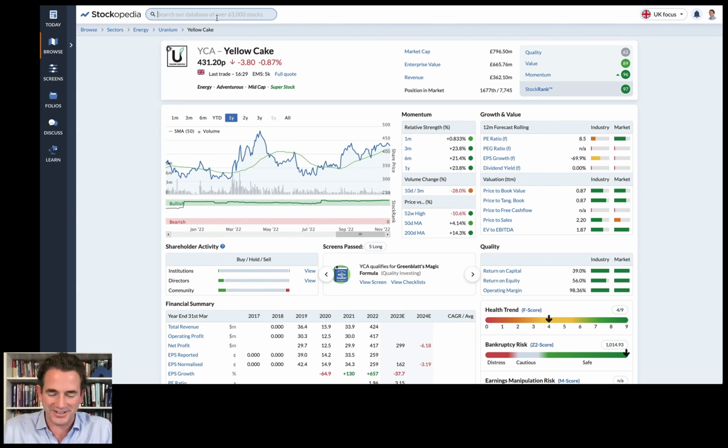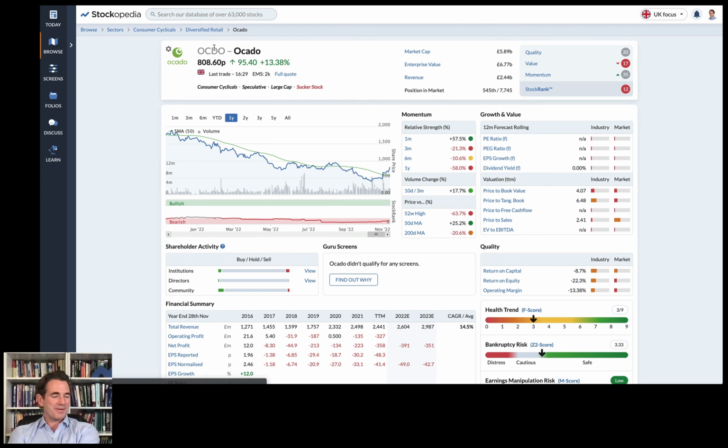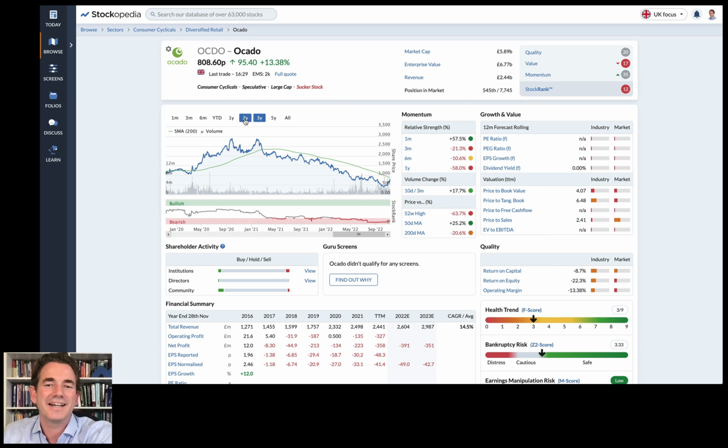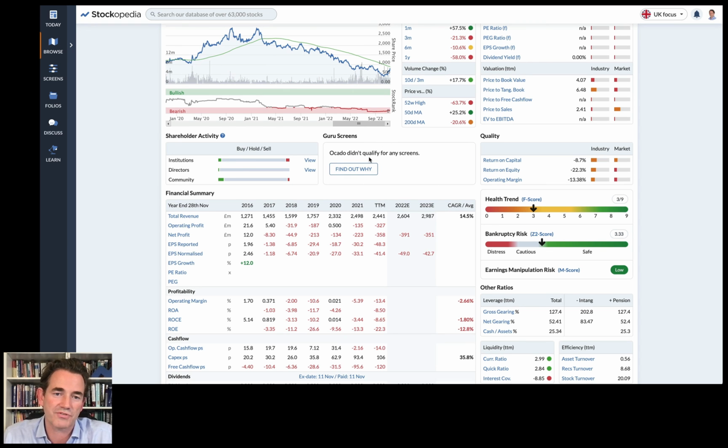Let's have a look at Ocado. Ocado in the UK is one of those stocks where we all get our groceries delivered very regularly. If anyone does use them, they now, I think, M&S. But it's done really, really poorly. It did have a huge rise, but then has done very poorly since the pandemic was over. Again, you've got a speculative large cap sucker stock. Tells me all I need to know. Stock rank of 12. Again, no profits, no financial ratios. It qualifies for no screens.